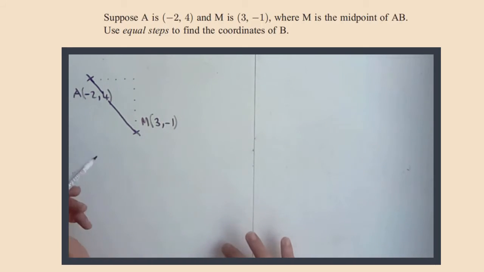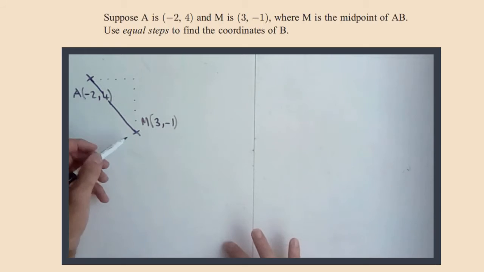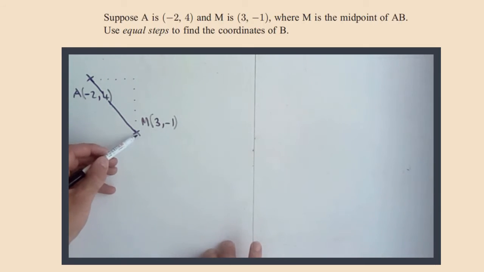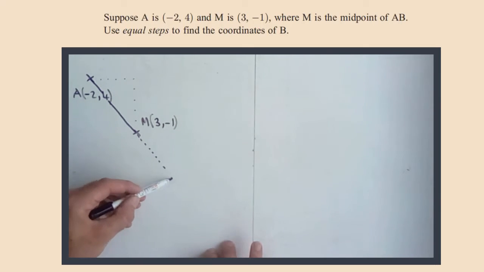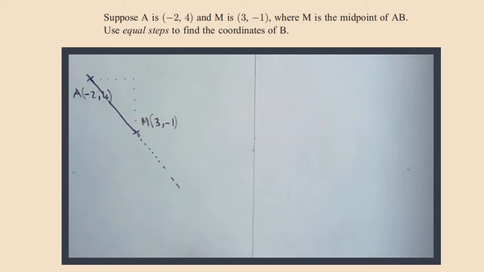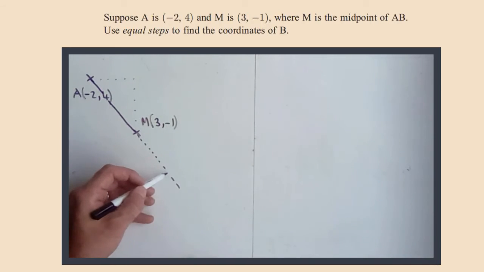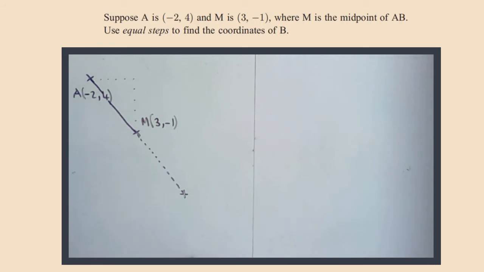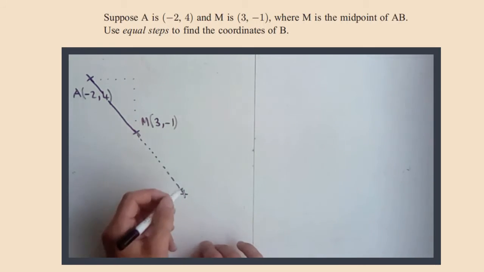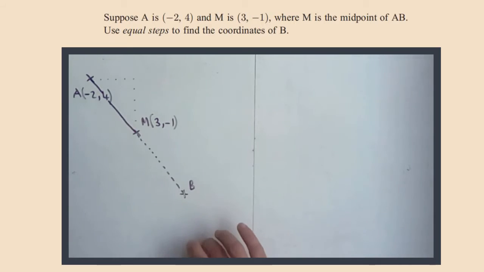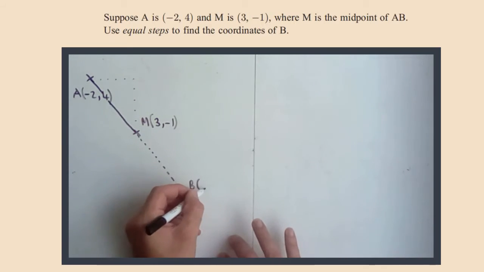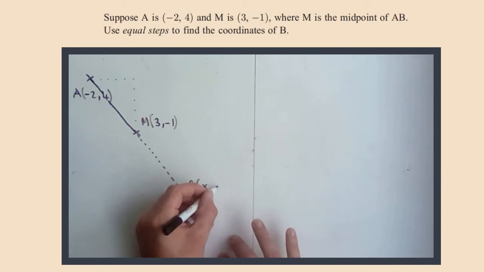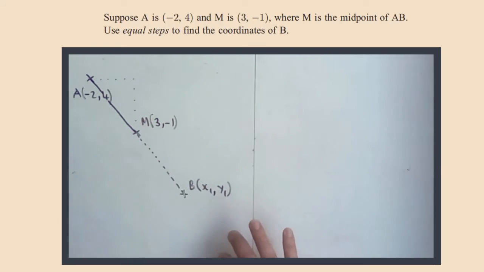And you know that M is halfway along this line, so basically you're going to have the same line again. You can just try and make those the same. You're going to do exactly the same journey to get to the end of this line. That's what it means when it says equal steps. We don't know where B is, so it's some x1, y1, or x2, y2, maybe, it doesn't really matter.